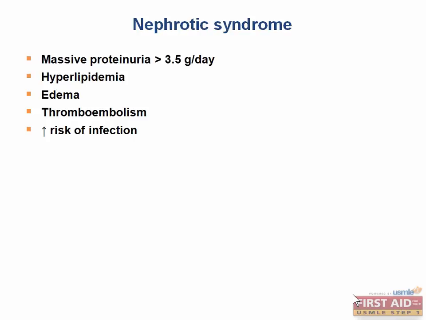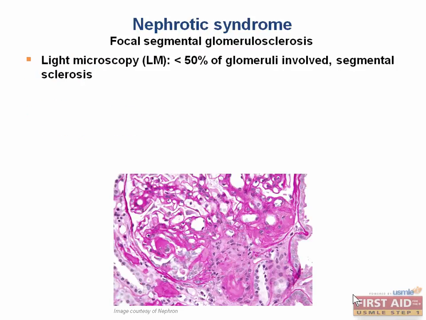There's also hyperlipidemia and severe clinical edema, along with an increased risk for thromboembolic events due to the urination of antithrombin 3. There's also an increased risk of infection due to urination of immunoglobulins. Let's start with focal segmental glomerulosclerosis, also known as FSGS.